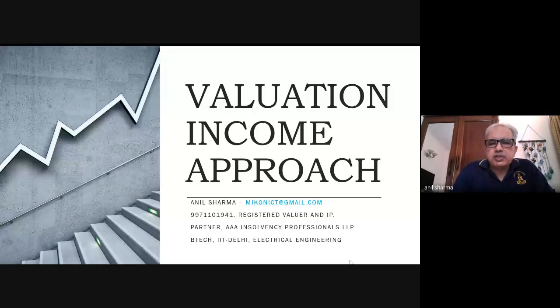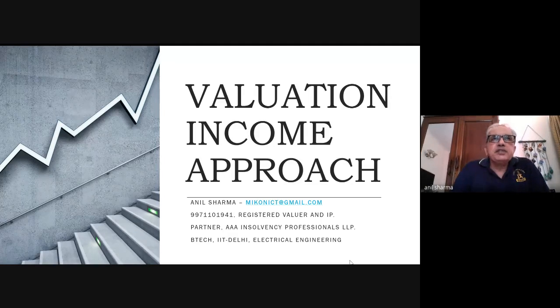Okay. So yesterday we had covered the cost approach. Today, we are going to look at one other major approach, which is the income approach. In this approach, the valuation is based on the income capability of the asset, right? There are largely two methods here: the DCF, the discounted cash flow method, and the capitalization earnings method.